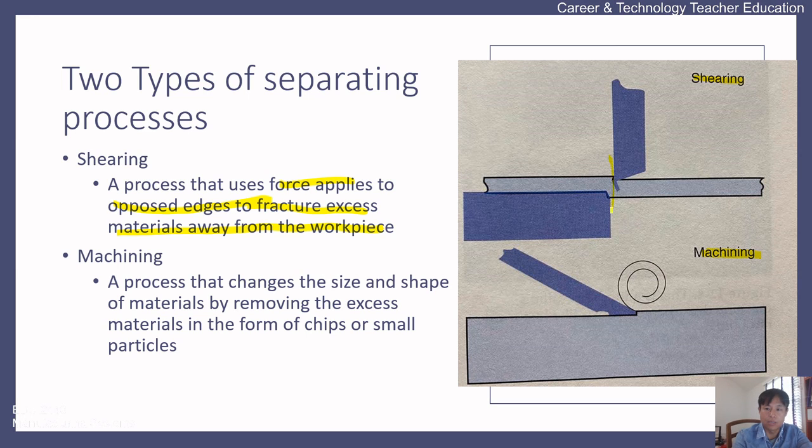So this is cutting this piece. Machining is taking off, like peeling off the surface of the material, changing the size and shape of the material by removing excess material in the form of chips or small particles. This is the example. This is the blade, and either the blade is pushed or the material is moving, and it cuts like this. The pieces are called chips.